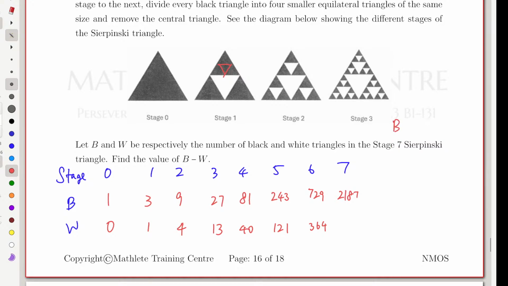Wait, let me just write down somewhere. At each stage, this is correct, right? So at the last step, you can either just take 2187 minus 1 divided by 2, or you can do 729 plus 364. Either one should give you the answer of 1093. Therefore, when you have 2187 minus 1093, the final answer for this question is 1094.